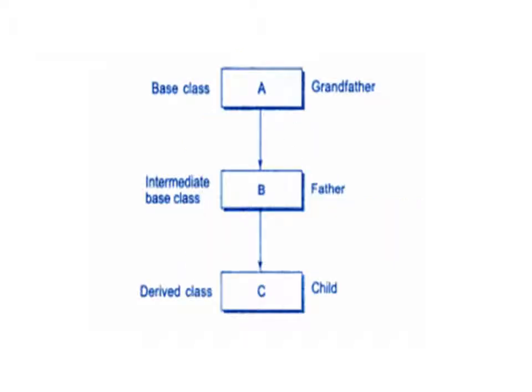This is an example for multi-level. Initially my base class will be A, so let me consider the properties of grandfather. Again, the intermediate class will be B, so father, and then the newly derived class will be child.